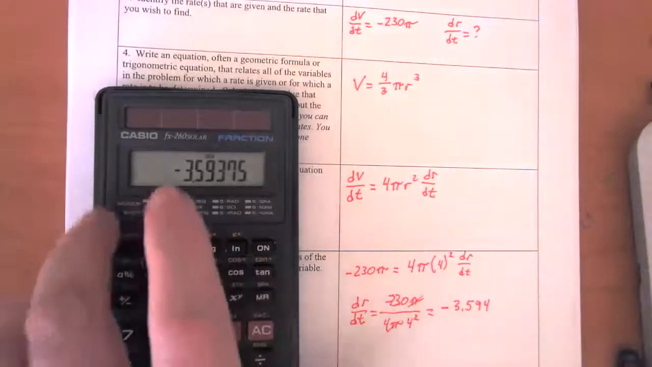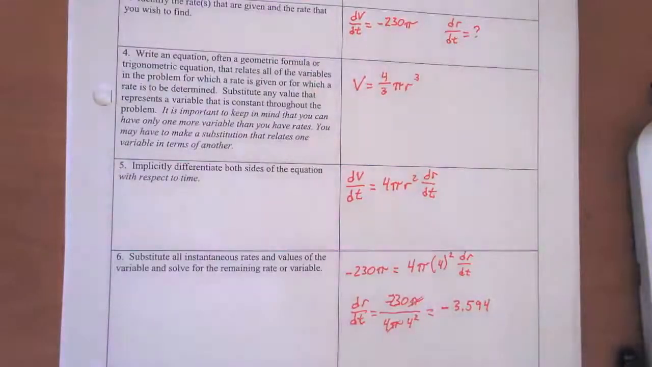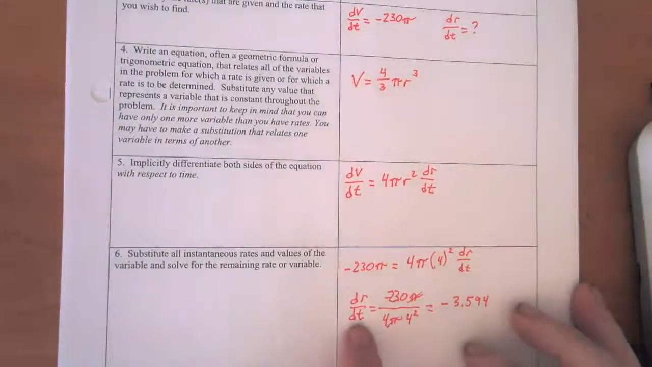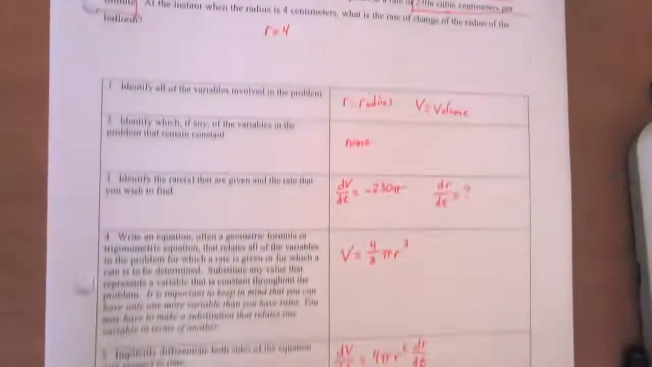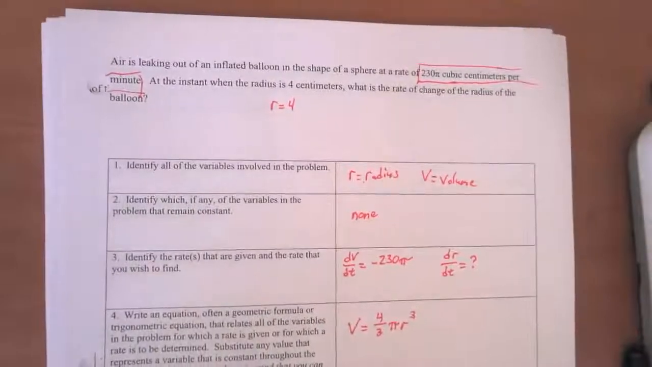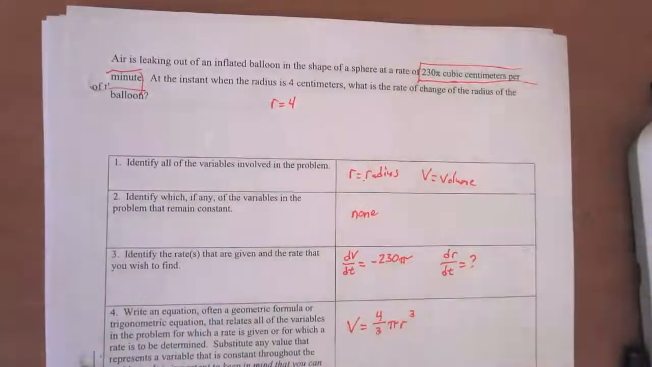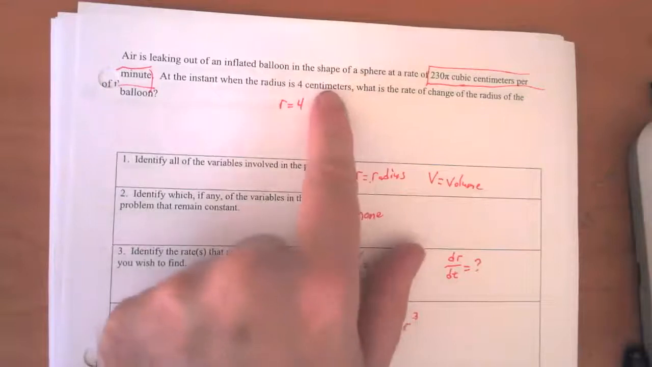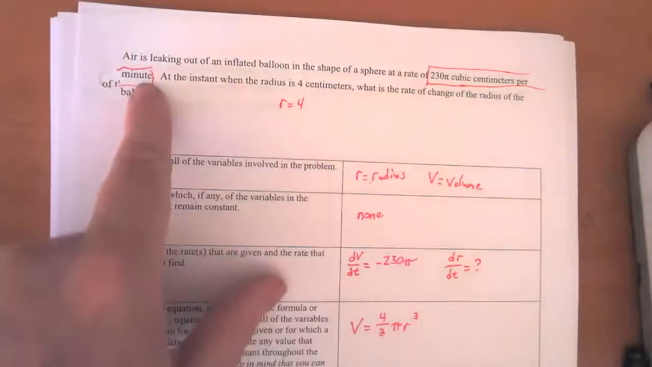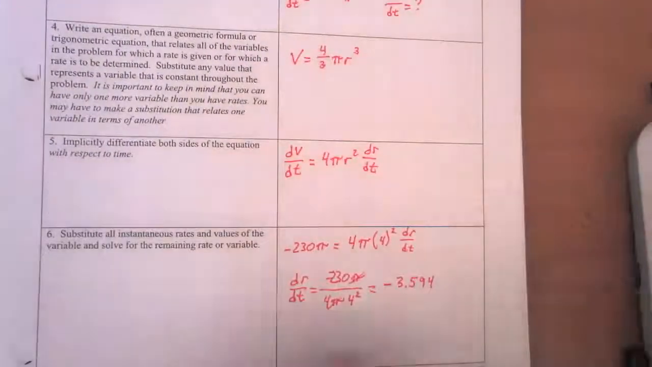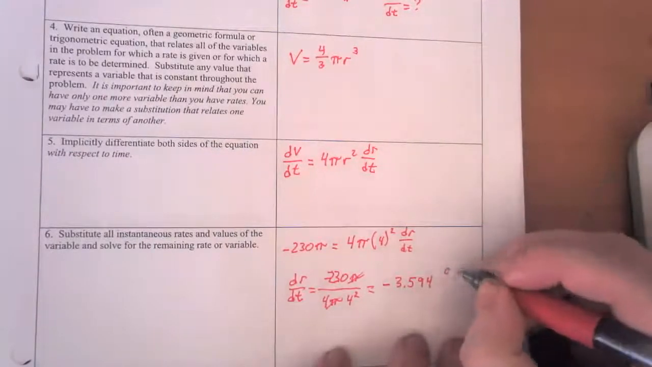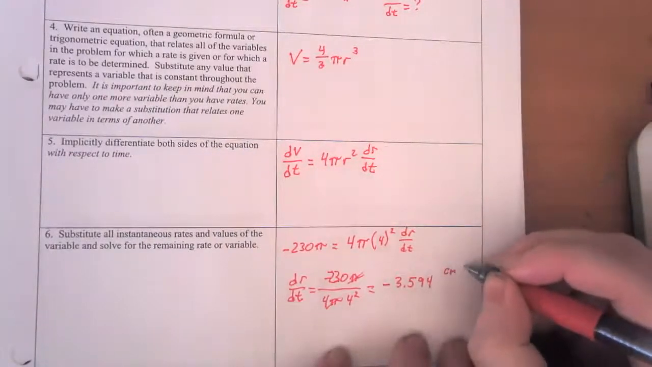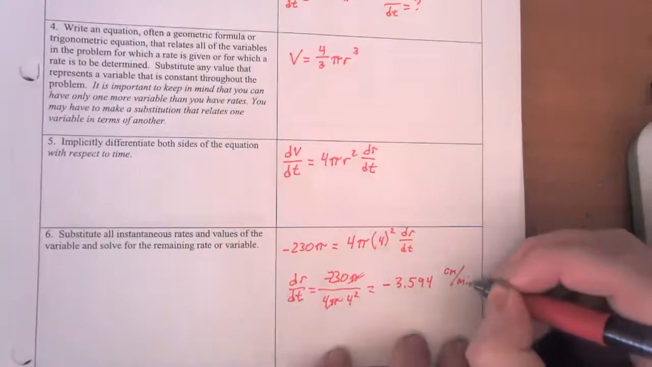And what's our unit going to be for this? We're thinking about the change in radius over time. So that should be a unit of measurement divided by a unit of time. Our unit of measurement is centimeters, and our unit of time is minutes. So it's negative 3.594 centimeters per minute.